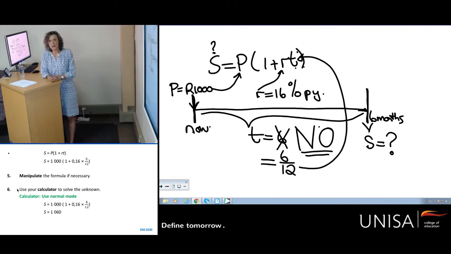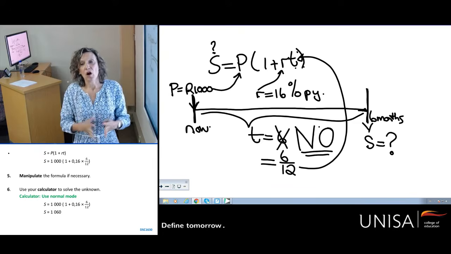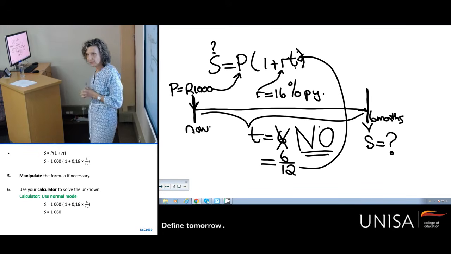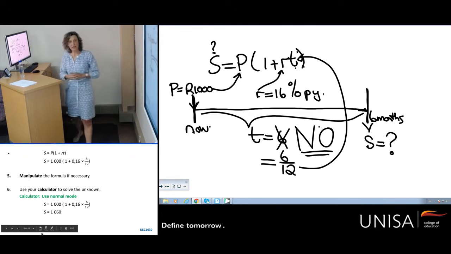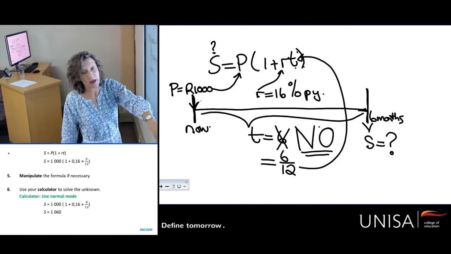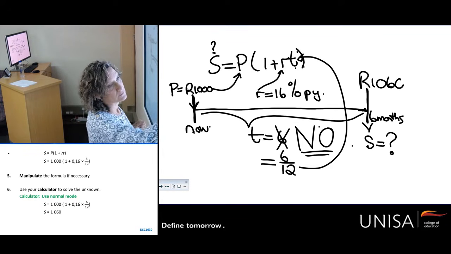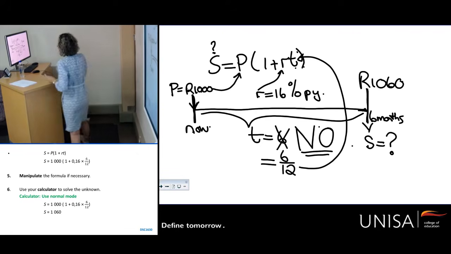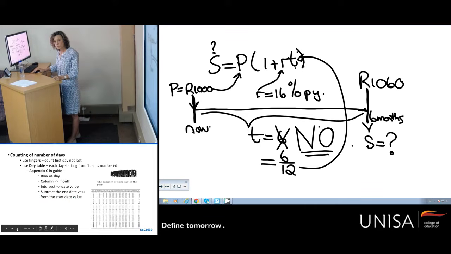Now you can use your calculator to solve the unknown. Use normal mode, starting from left to right, enter it. Just be very careful of your brackets. Remember to put your brackets in, and your answer is 1,060 Rand. Meaning, if I invest 1,000 Rand now, I'll have 1,060 available after 6 months. Okay, this was easy enough. Let's look at something else.